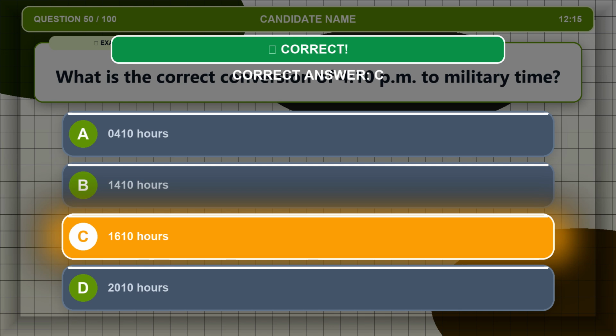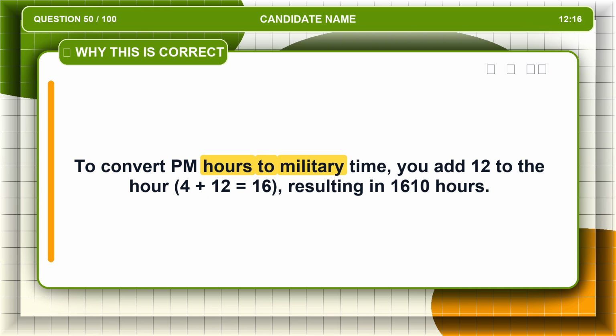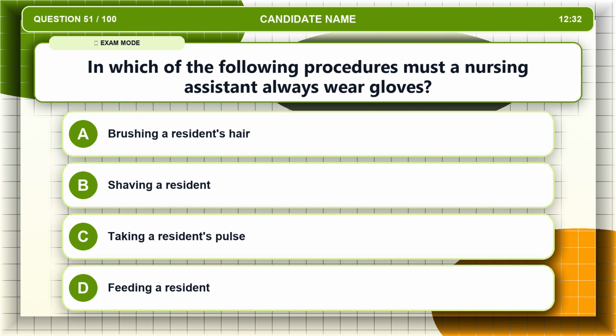The correct answer is option C, 1610 hours. To convert PM hours to military time, you add 12 to the hour: 4 plus 12 equals 16, resulting in 1610 hours.